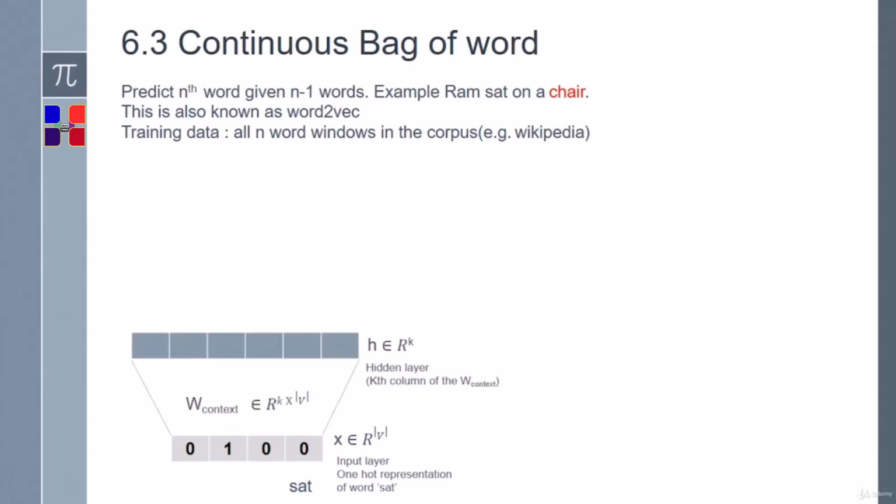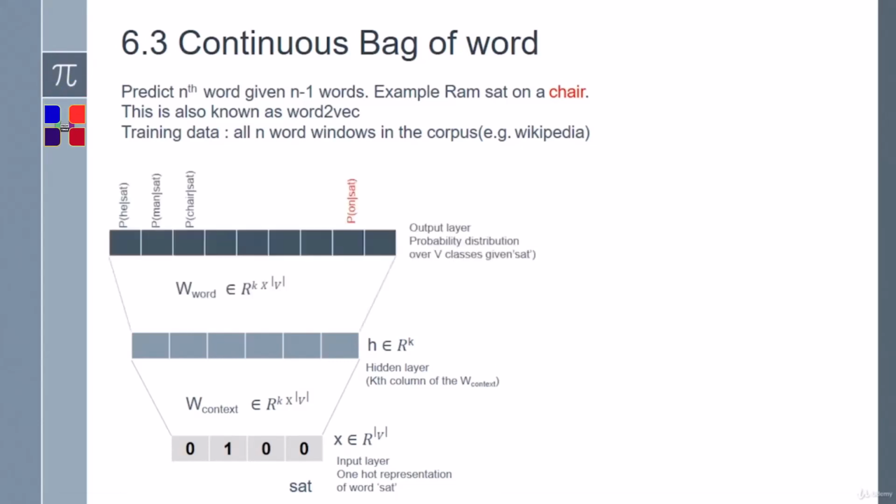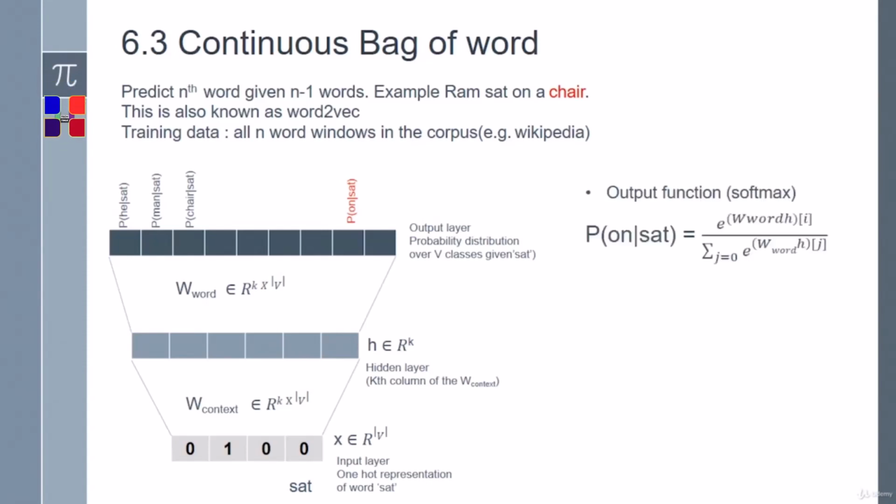Here, in the example, I have taken the word sat, and then we are trying to predict what the next word is. This whole representation is done in two parts. One is the hidden representation known as the context word, and the second is known as the output word, right? The output function is again softmax. What it does is it tries to find out the probability of each word in the dictionary given the input word. So let's say given the word sat, what is the probability of he, what is the probability of man, chair, and things like that.